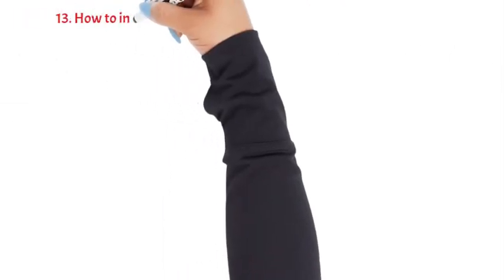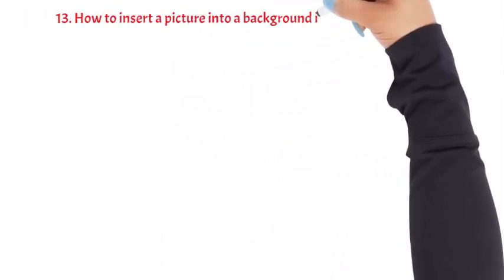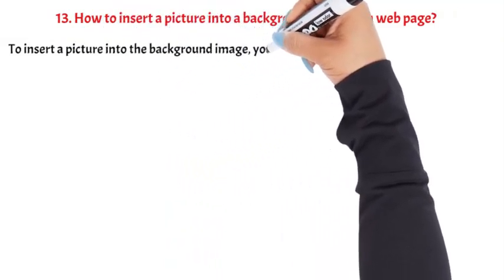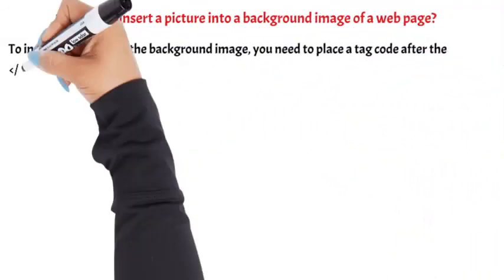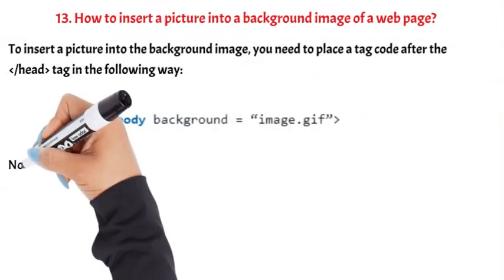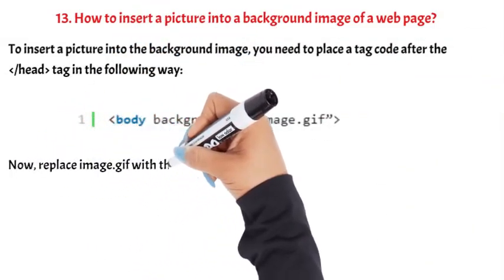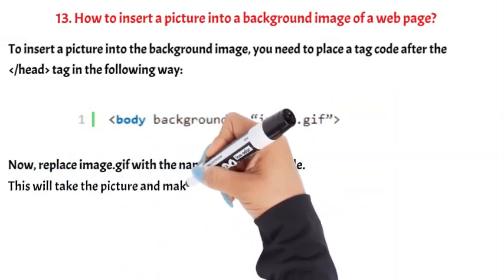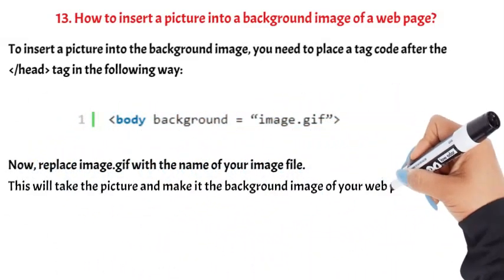13. How to insert a picture into a background image of a web page? To insert a picture into the background image, you need to place a tag code after the </head> tag in the following way. Now, replace image.jpg with the name of your image file. This will take the picture and make it the background image of your web page.